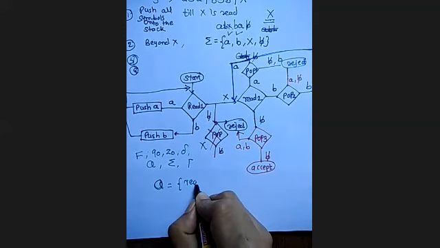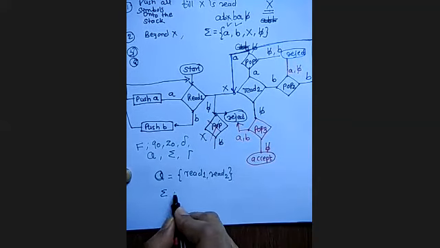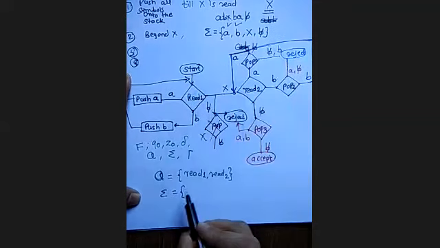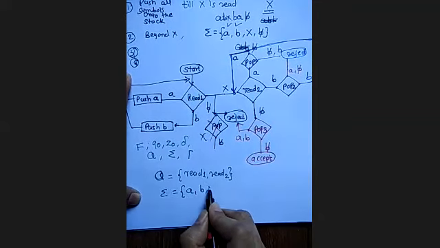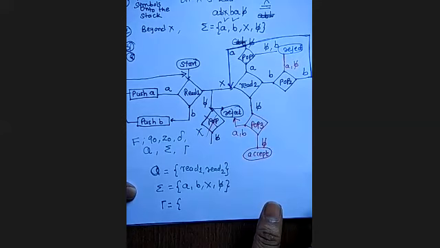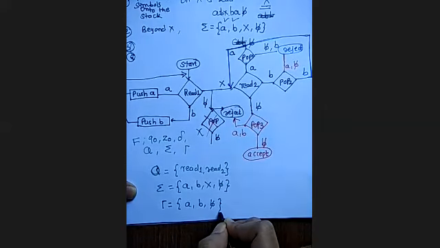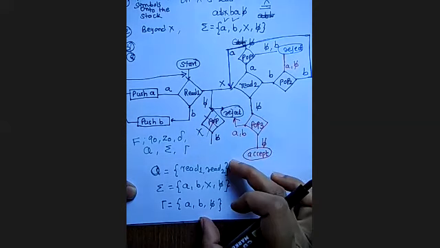So there are two states, read 1 and read 2. What is your input alphabet? Already we have written the input alphabet: A, B, X and the blank. What is the stack alphabet? Which symbols are there on the stack? Which symbols can be pushed onto the stack? That is the stack alphabet. So what is the stack alphabet? It's not only A, B, blank is also there. Yes, A, B and the blank. Okay. So with this, now let us write the equations.